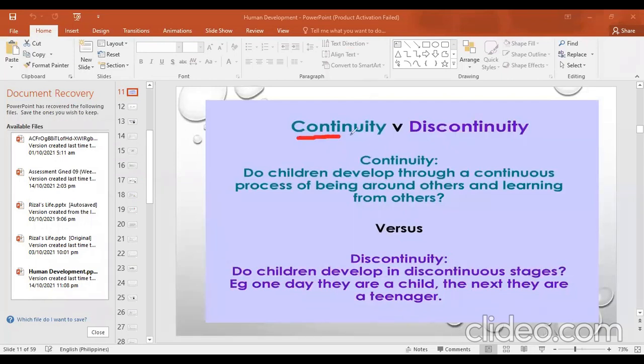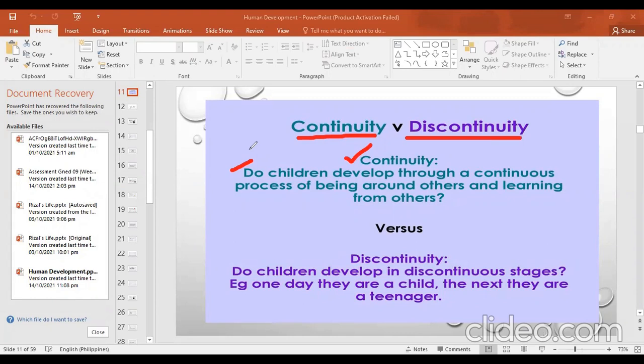Okay, next we have continuity versus discontinuity. When we talk about continuity, kumbaga changes are gradual. As you can see here, do children develop through a continuous process of being around others and learning from others? So, andito yung tinatawag natin na gradual increase when it comes to your responses and also your behavior. Things such as increase when it comes to your height and even your weight, no? Pwedeng mag-fall under in continuity.